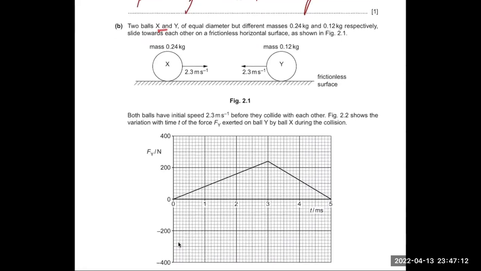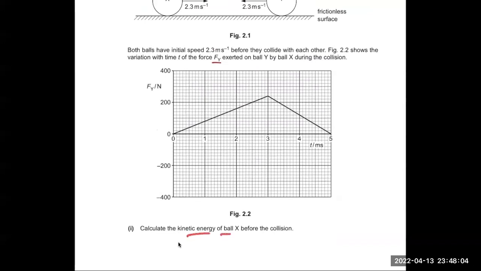Part B says two balls X and Y of equal diameter but different masses, 0.24 kilograms and 0.12 kilograms respectively, slide towards each other on a frictionless horizontal surface as shown in figure 2.1. So it's frictionless, there'll be no loss of kinetic energy. Both balls have an initial speed of 2.3 meters per second before they collide with each other. Figure 2.2 shows the variation with time t of the force Fy exerted on the ball y by ball x. This is the force exerted by y onto x when they collide.